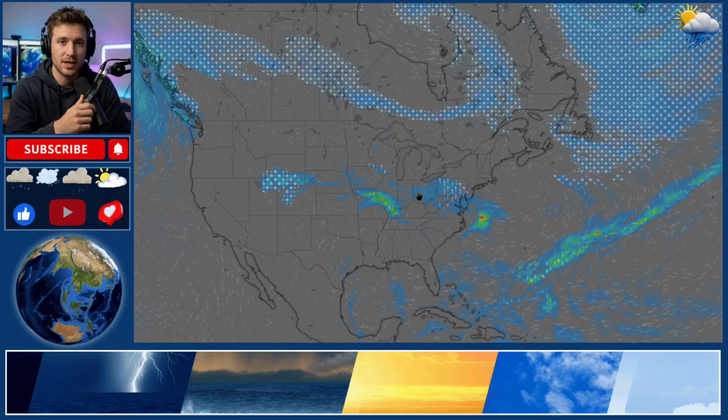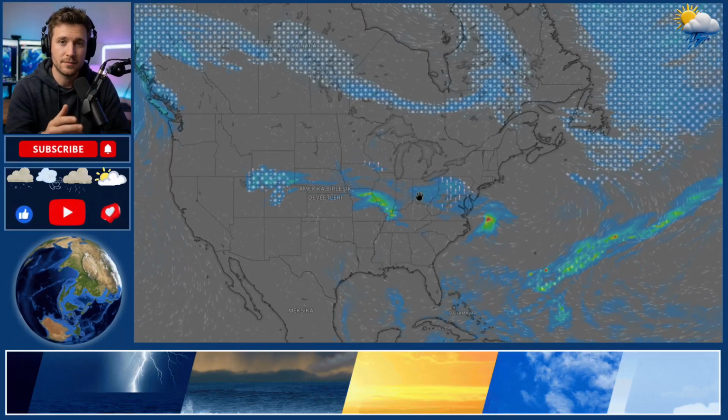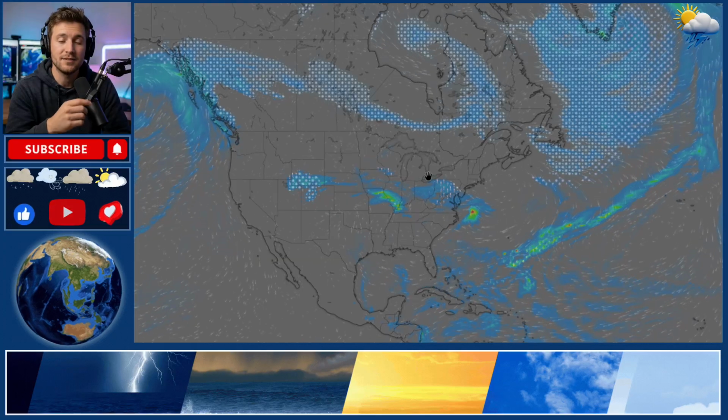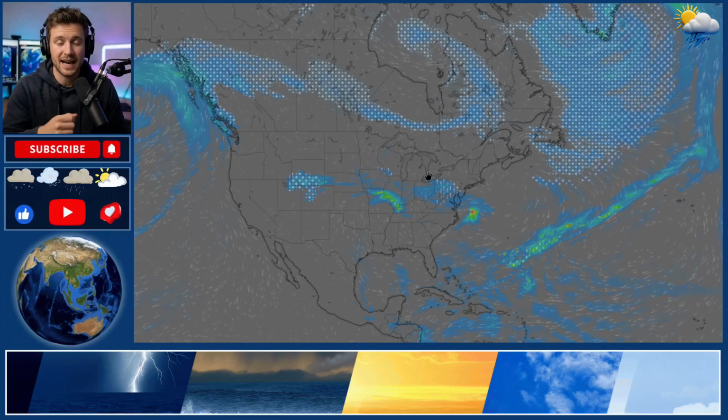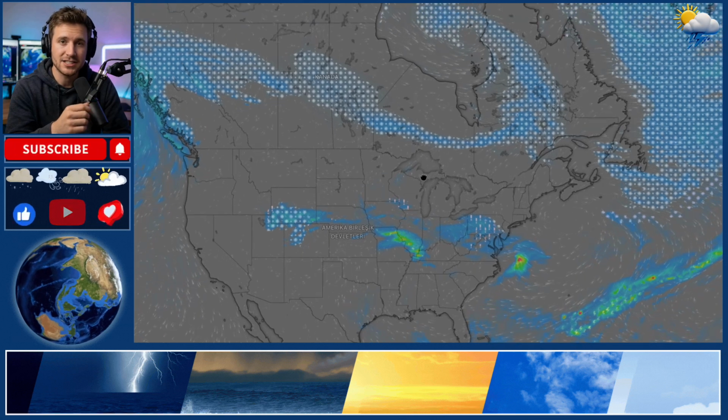If you're in the northern snow zone, the main risks are snow accumulation and reduced visibility. Roads are going to be slick. Travel will be hazardous. Give yourself extra time if you have to be on the roads. Make sure your vehicle is prepared for winter weather. And if you're in an area prone to lake effect snow, be aware that localized heavy bands can set up quickly and produce intense snowfall rates.